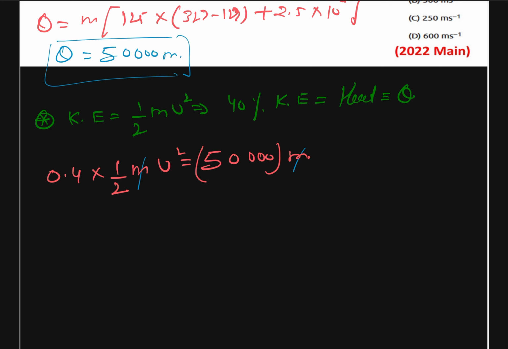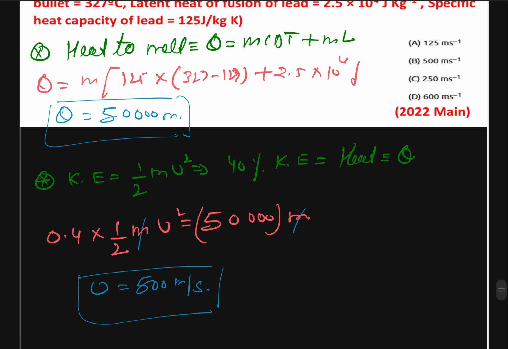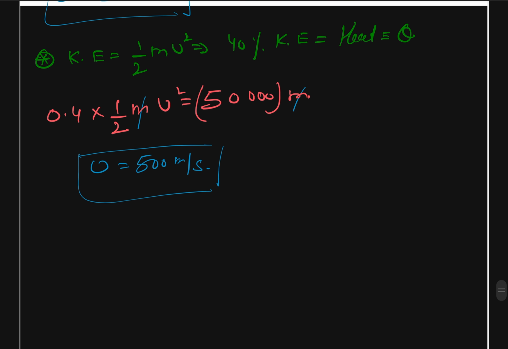This will be 25,000, and the square root of 250,000 will be 500. So we get V is equal to 500 meter per second. So option number B is correct. Next question.